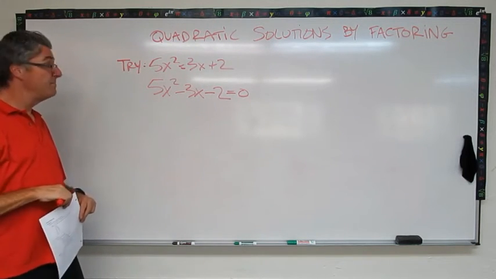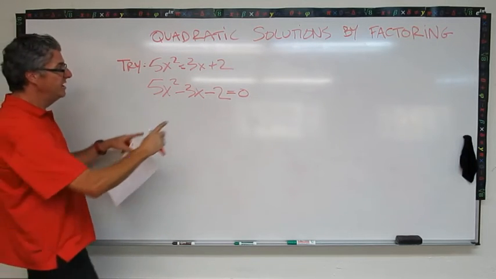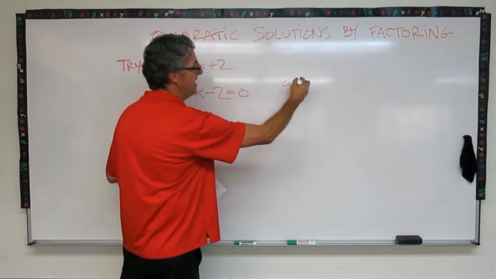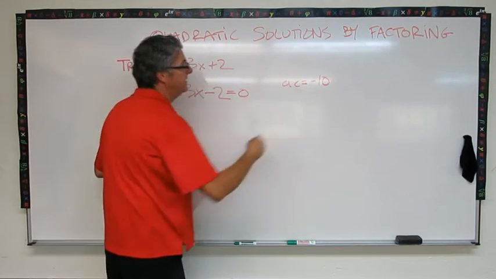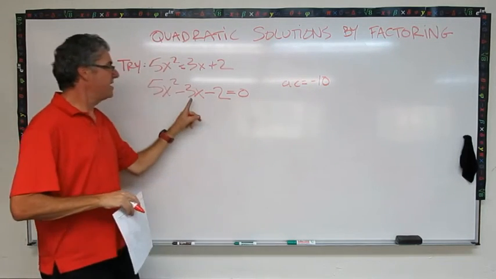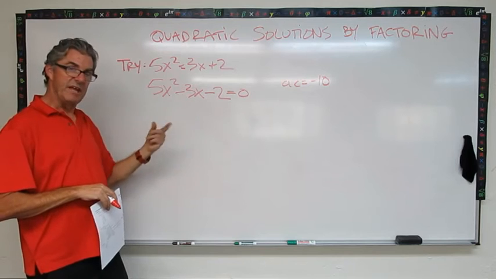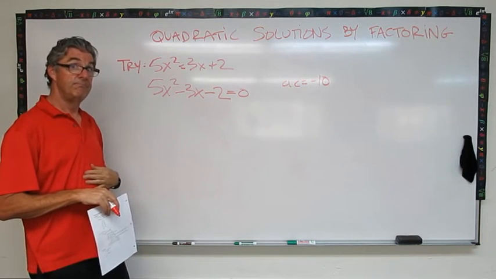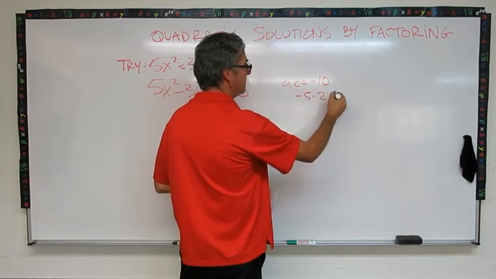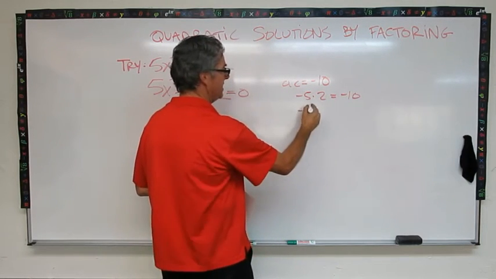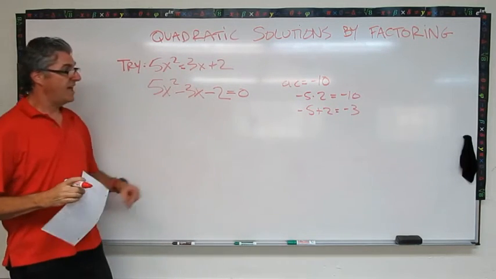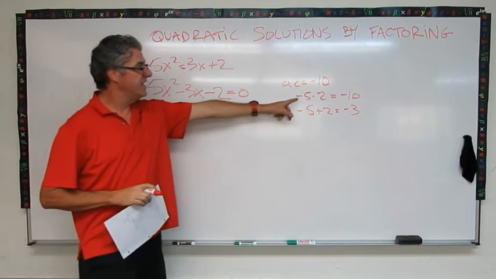Now this is a split the middle term problem. So what I need to do is I need to find my AC. That's 5 times negative 2. So AC equals negative 10. And then I need to find two factors of negative 10 that add up to negative 3. So think for a minute. What might they be? Negative 5 and 2. Because negative 5 times 2 is negative 10, and negative 5 plus 2 equals negative 3. So that's how we're going to split the middle term. We're going to use negative 5 and 2.